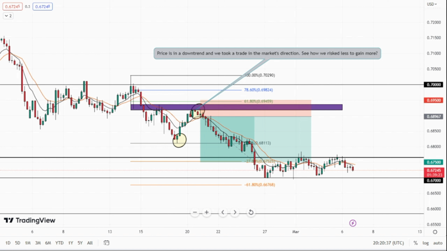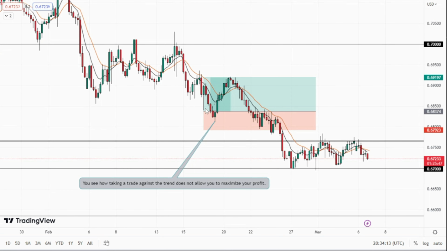So here's an example. As you can see here, price is in a downtrend and we took a trade in the market's direction. See how we risk less to gain more. We risk less here and gain more because we were placing a trade in the direction of the trend. Price was making lower highs and we waited for price to make another lower high so that we could take advantage of the opportunity and maximize our profit rather than taking a trade on the retracement.